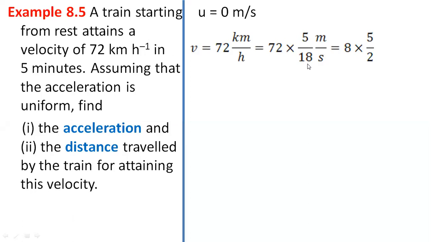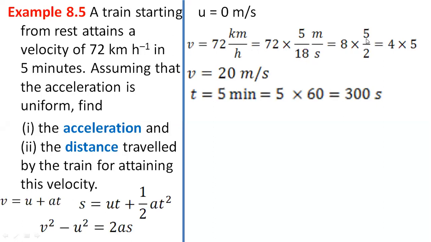So 9 8s are 72, 9 2s are 18. Now 8 5s is 40. Okay? We can again divide this: 2 1s are 2, 2 4s are 8, and 4 5s are 20. So we have got final velocity as 20. And what about time? So t is given as 5 minutes, but we have to convert it into seconds. So 5 into 60, that would give us 300 seconds.